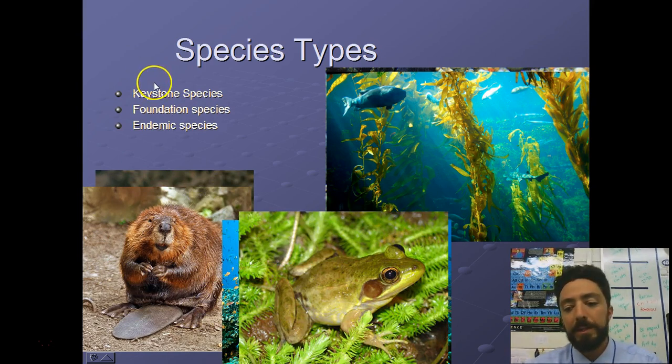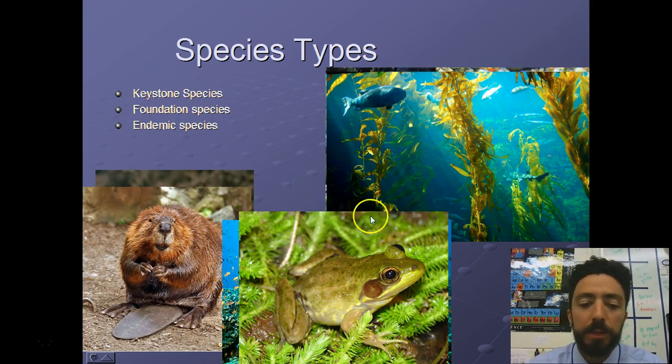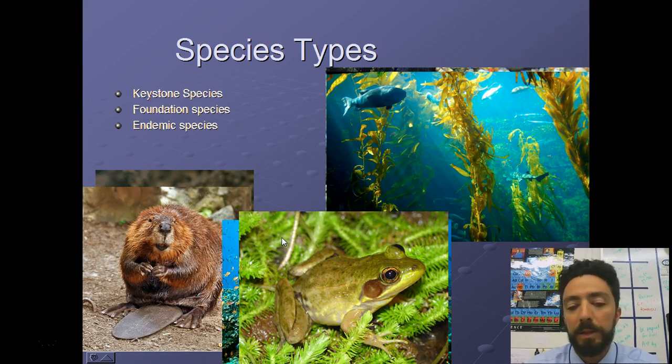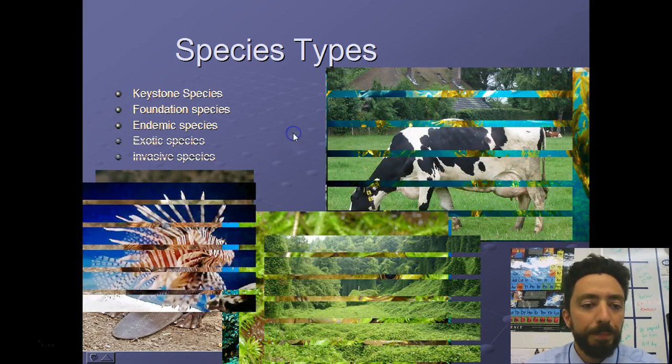An endemic species is a local species. This is a Florida bog frog. It's one of Florida's endemic species, or native species. These ones were there well before humans got there, and we try to support and protect them because they were here first.